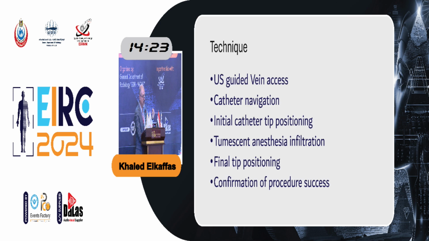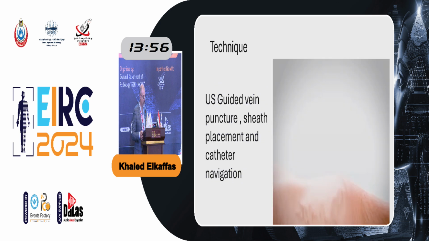Let's talk about the technique. We use ultrasound to guide all parts of this technique. Firstly, we use ultrasound to access and localize the vein for venous puncture. Then we guide the catheter inside the vein. Then we position the tip at its optimum site inside the vein. Then comes the important part of our procedure, which is tumescent anesthesia infiltration around the vein. Then final tip positioning. After we finish, we confirm the success of our procedure.